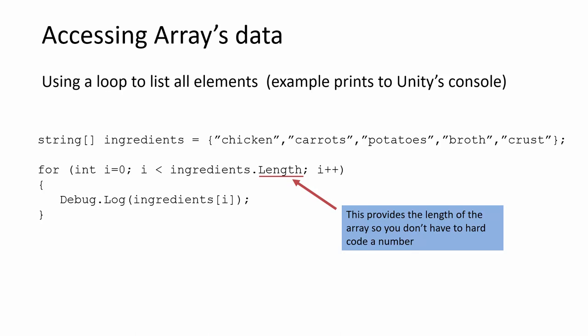Now it's going to say how many elements there are. ingredients.length will be 5. However, since this starts at 0, this will be 0, 1, 2, 3, 4. We want to make sure that i is less than ingredients.length. And then this will add one to i. And inside my loop, I am going to then output ingredients, and I'm using i as the index. So let's try that out in Unity.